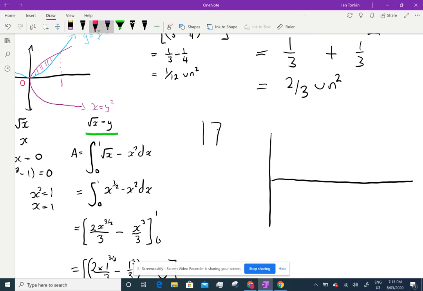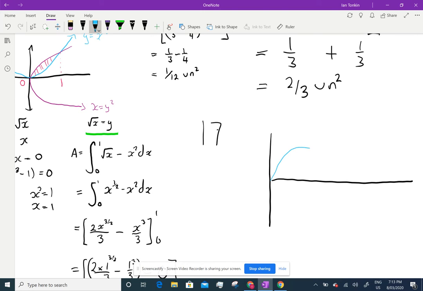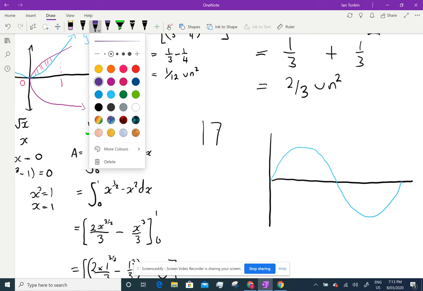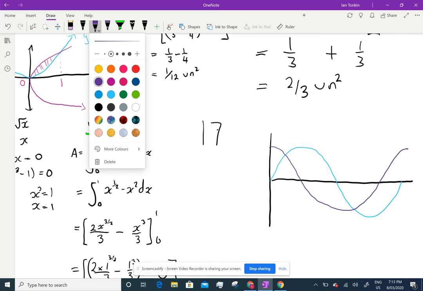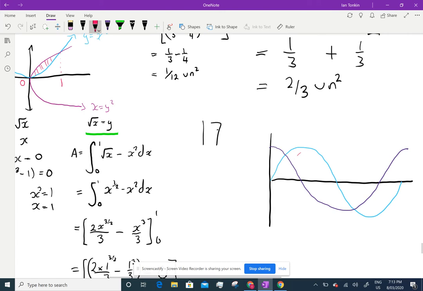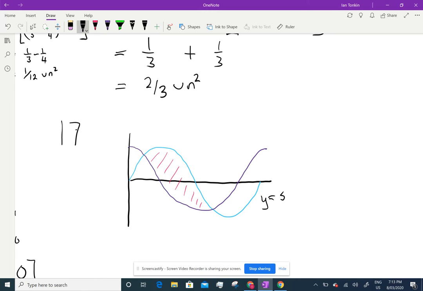So again, purple and blue. So I'll do blue for sine x, and there's sine x. I'm going to do purple for cos x. So it's not really neat. This should come further down, but I'm going to be happy with that because I'm not going to get it perfect. So the area I need is this area here between these two. And you can see that sine x is above. So here's y equals sine x. And here's y equals cos x.